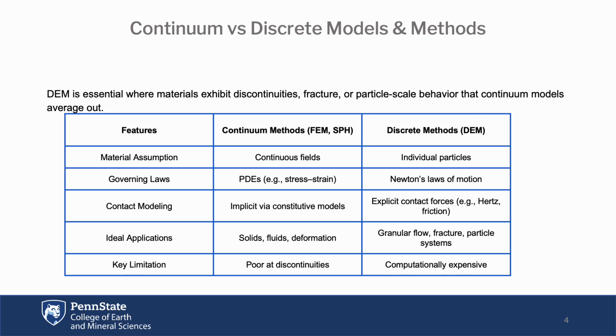The trade-off is computational. DEM is more demanding, especially for large-scale or high-resolution simulations, due to the explicit time integration and contact calculation for every particle pair. In short, the choice between continuum and discrete modeling is not just about the problem size, but about the underlying physics. When particle interactions, discontinuities, and contact dynamics are dominant, DEM offers a physical, realistic, and insightful alternative.